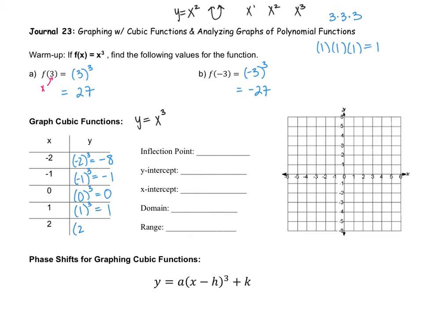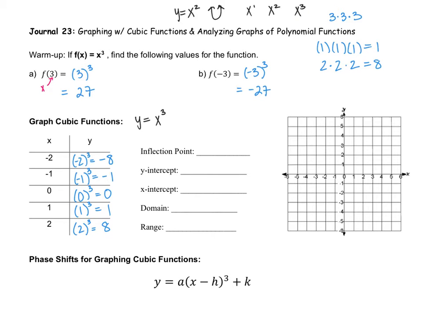And then if I take 2 and raise it to the third power, instead of getting that negative 8, I'm going to get a positive 8, right? Because in this case, I don't have negatives here. If I do 2 times 2 times 2, I'm going to get 8. Because 2 times 2 is 4. 4 times 2 is 8.